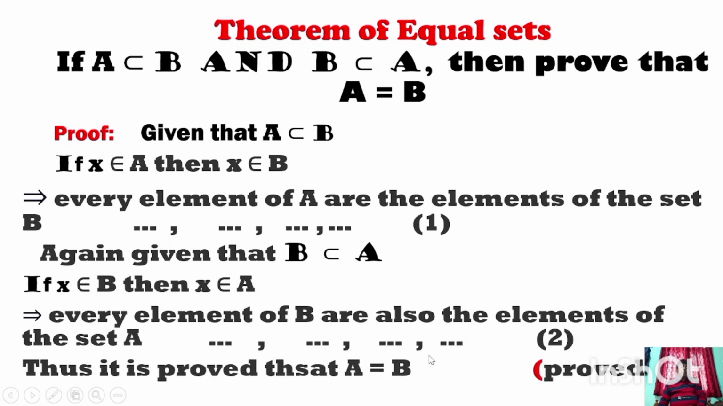A is equal to B. So remember, students, if A is a subset of B and B is a subset of A, then A equals B. Two sets are equal. This is one of the important theorems and properties of equal sets. Note it down. It will be helpful in proving various statements while we are discussing set operations.